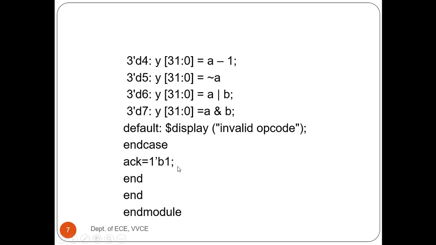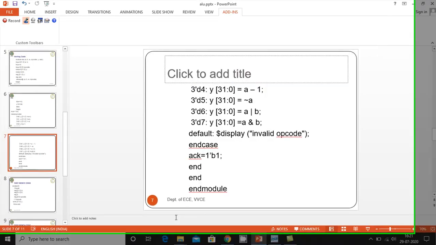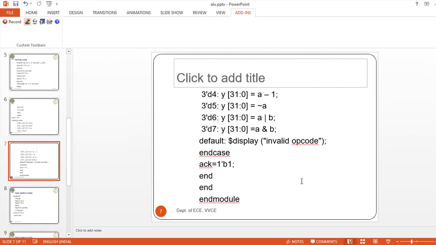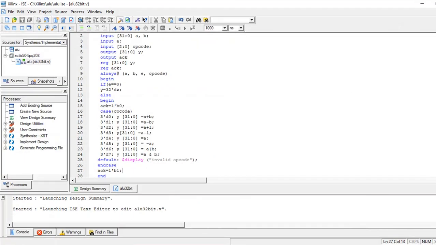Means after each successful arithmetic and logical operation in the case statement, this acknowledgement signal will remain in an active high state. And after this I am ending the if statement, and I am ending the sensitivity list, and finally I am ending the module. Let's see how we can do this with the help of Xilinx. Open the Xilinx tool.